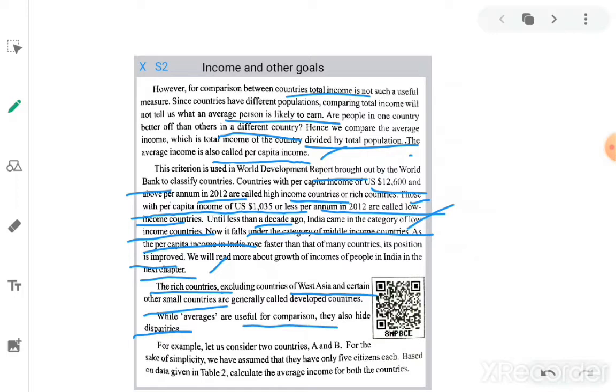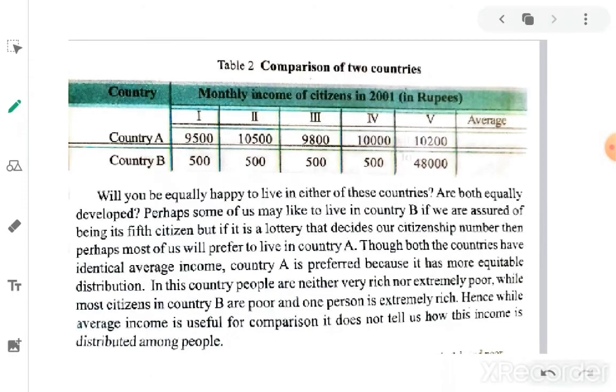For example, let us consider two countries A and B. For the sake of simplicity, we have assumed that they have only 5 citizens each, based on the data given in the table, to calculate the average income for both the countries. Here we are going to elaborate on an example. We are taking two countries, A and B, each with 5 citizens, and we are comparing country A and B to calculate the average income for both countries. Here see the comparison of the two countries.